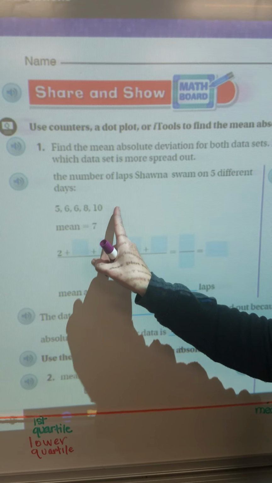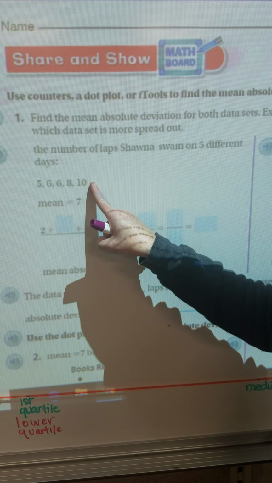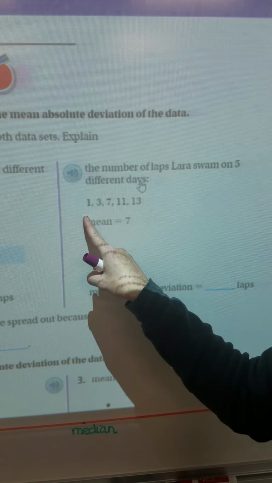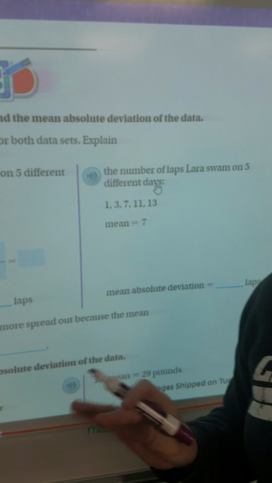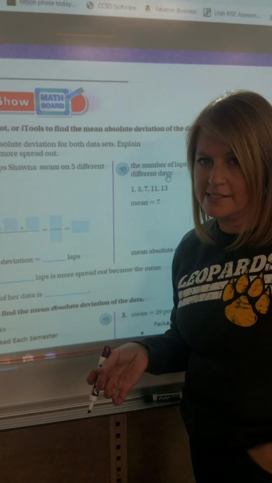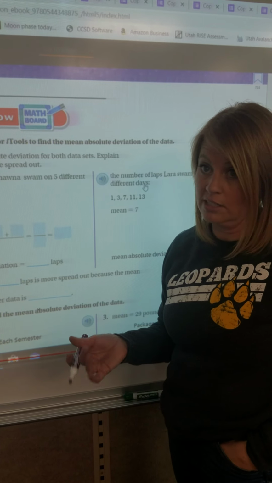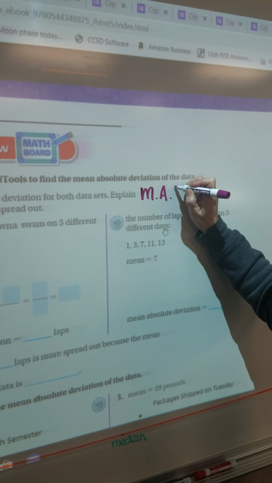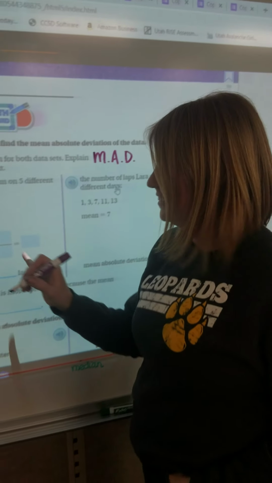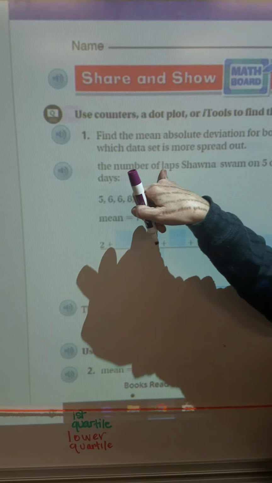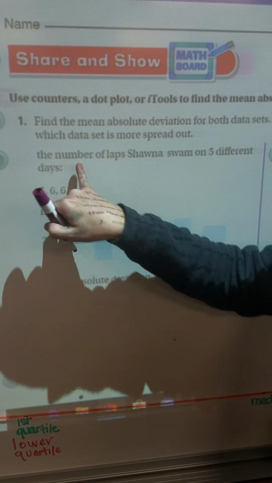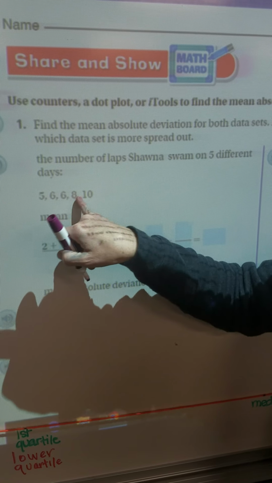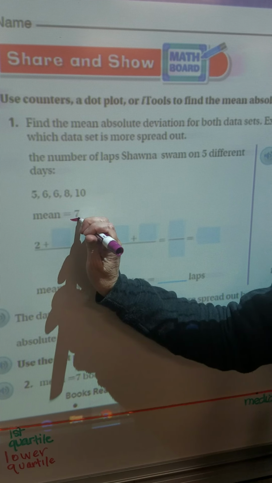Now boys and girls, as you look at that, you can probably see which data set is more spread out. But I want you to see what that does to the mean absolute deviation. Remember, oftentimes it's abbreviated like this. Alright, so it says the number of laps Shauna swam on 5 different days. Okay, 5, 6, 6, 7, 5, 6, 6, 8, and 10. And then it tells me the mean is 7.